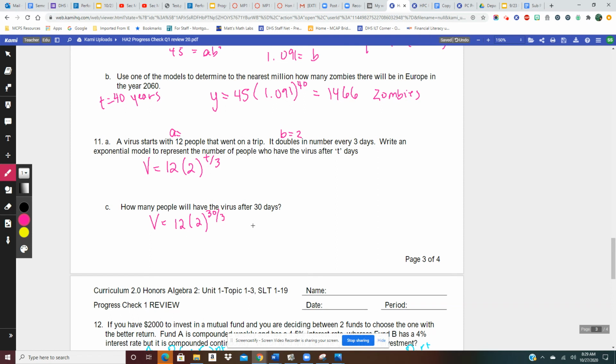Okay, so we'll put this in: 12 parentheses 2 exponent 10. And you have 12,288.